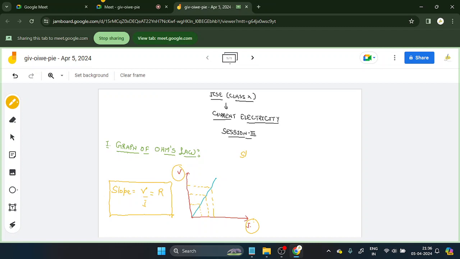Always remember, the formula for slope is quantity on y-axis upon quantity on x-axis. I will help you do some numericals on this slope, and with the help of that you will be able to understand. So this is the VI graph. It's always going to come linear.